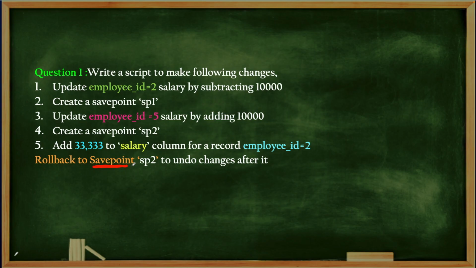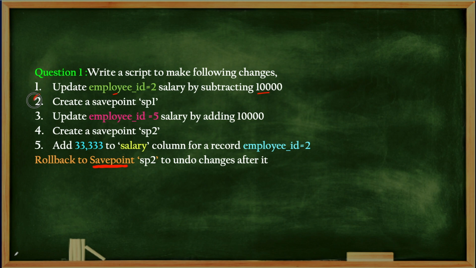Partially, we're going to use rollback. So let's see how to write that script. First, we are going to update salary by subtracting 1000, and we are going to do that for a record whose employee ID is 2.